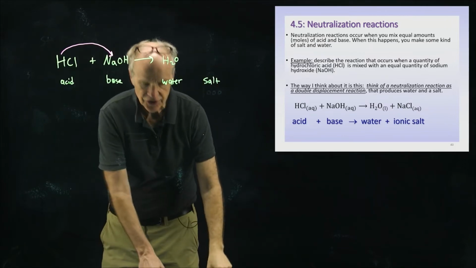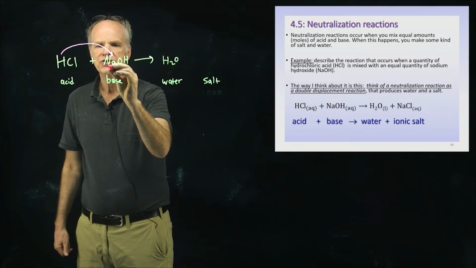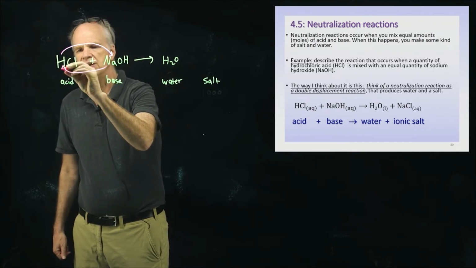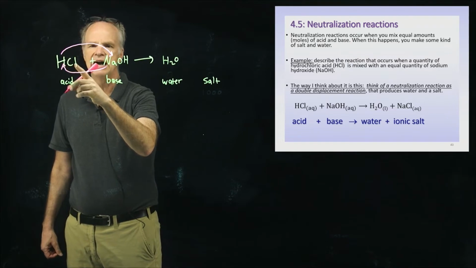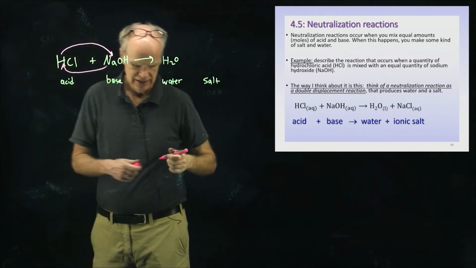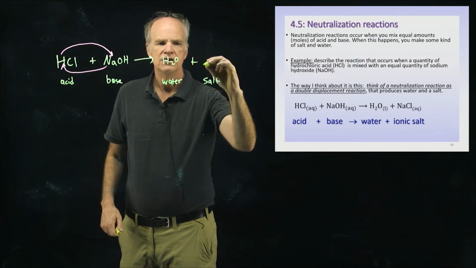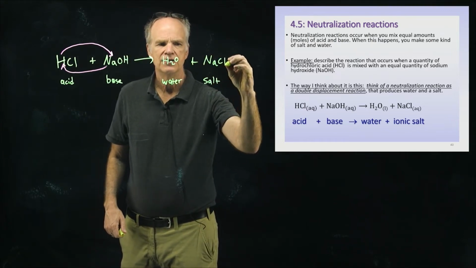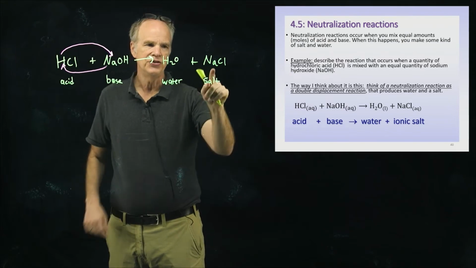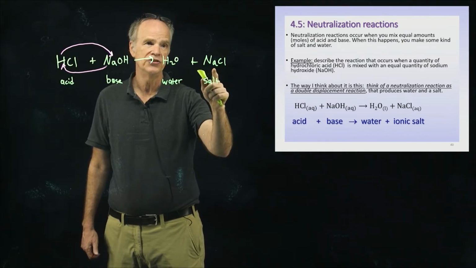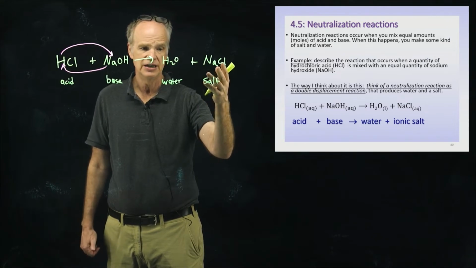And then at the same time, this sodium ion breaks off OH and replaces the hydrogen ion and binds to chloride. And so the other product you're going to get here is NaCl. This NaCl is a kind of ionic salt which is called table salt. So this is just to note a very specific kind of salt.